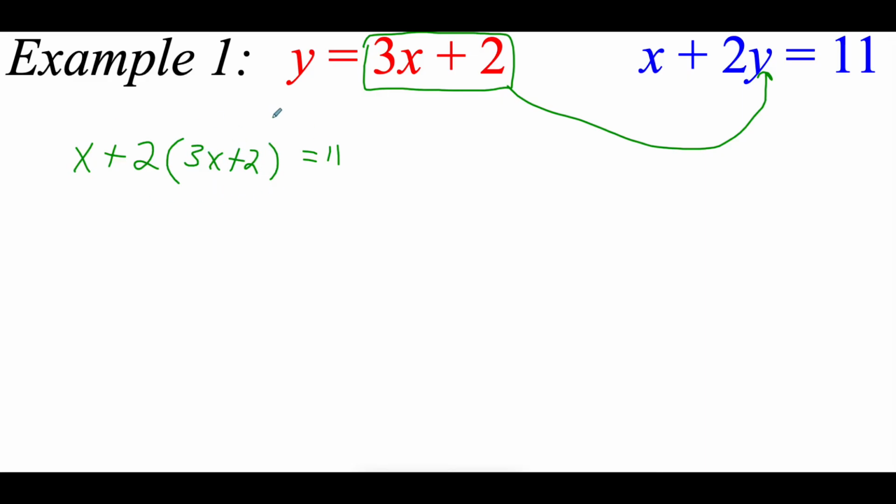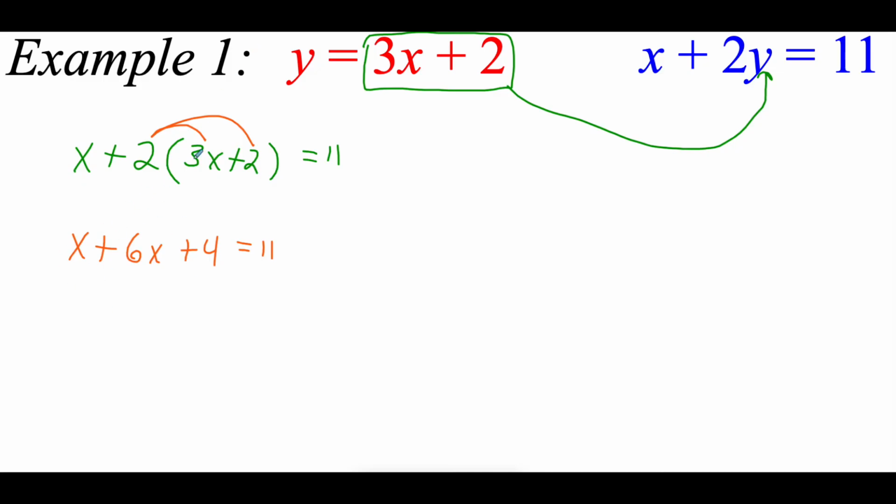As we look at solving this equation, what I notice first is I see this 2 outside of this set of parentheses. So what I'm going to do is take that 2 and distribute it in. So we're going to have x plus, now when I take 2 times 3x, that's going to give me 6x. And when I take 2 times 2, that's going to give me plus 4. And this is still equal to 11.